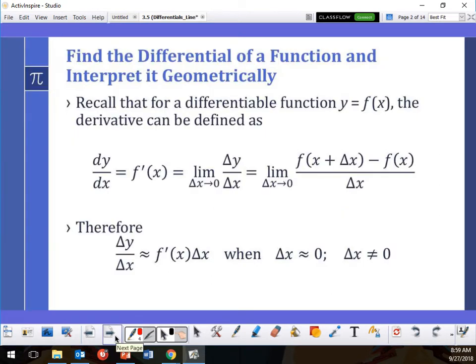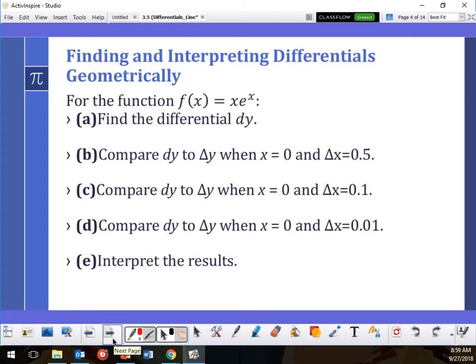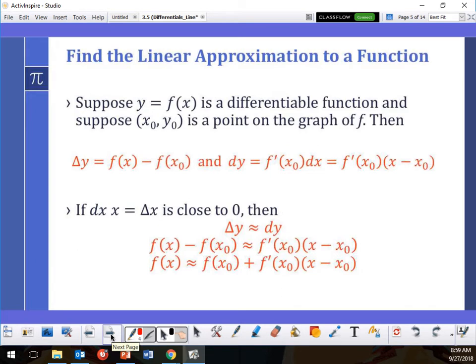Okay. So finding differential function, interpret geometrically. This is the one you don't worry about, because you're measuring how far off you are going to be when you're approximating this. Don't worry. Okay, look, it's all worked out here. Anyway, right here, the formula that we're going to be using for finding a linear approximation to a function is this thing down here.